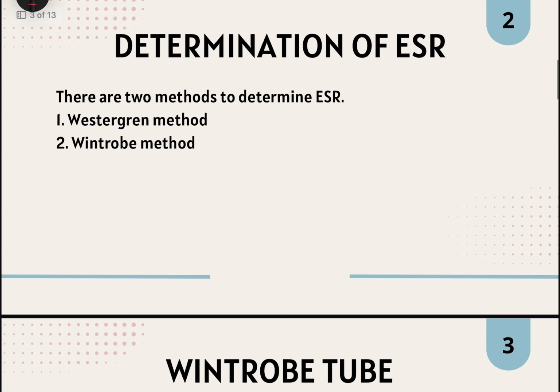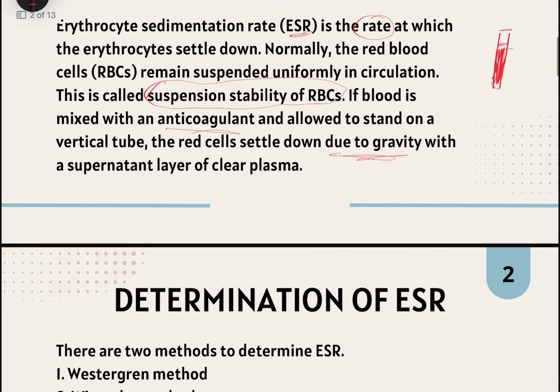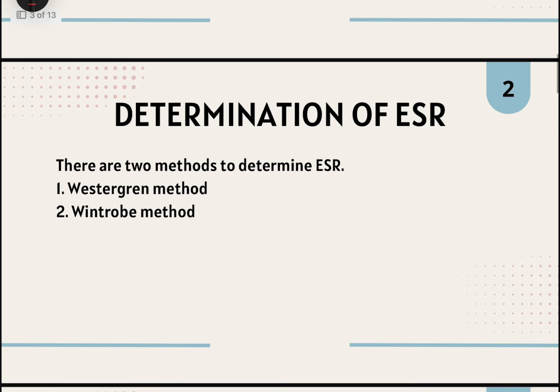Next, the determination of ESR. Now how do we find out the ESR value? As mentioned, we need a tube. There are mainly two tubes, and the method is known by the name of the tube itself: the Westergren method and the Winthrop's method. Why the Westergren method? Because the Westergren pipette or tube is used, and similarly the Winthrop's pipette or tube is used.